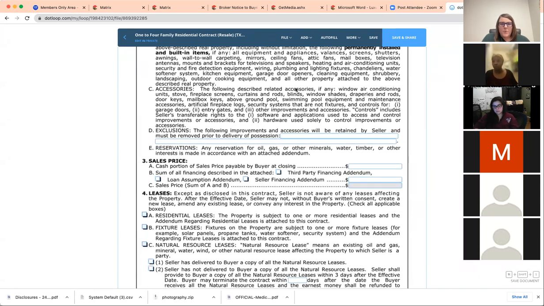Accessories, window air conditioning, stoves, fireplace screens, curtains and rods, and the blinds, which is also the other big one that ends up showing up a lot more. Window shades, draperies, door keys, mailbox keys, above ground pools, swimming pool equipment, fireplace, artificial fireplace logs, security systems. Okay, so this is the new one. And there's more later on in the contract, so I'm just going to lump it in right now. Security systems that are not fixtures.